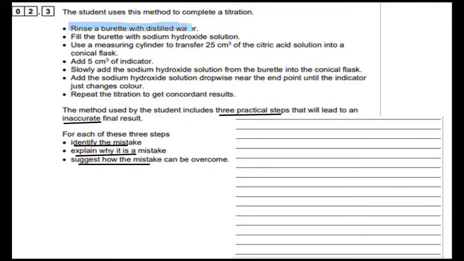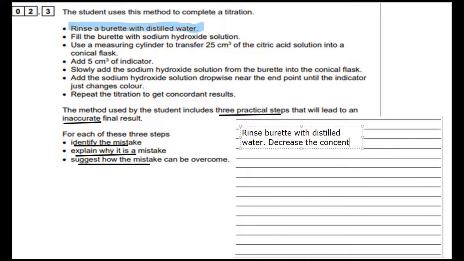So rinse the burette with distilled water. There's a problem. What's the problem with rinsing a burette with distilled water? So this is a mistake. We're identifying it, and the identification of the mistake is rinse burette with distilled water. Now, why is that a problem? That's going to decrease the concentration of the alkali. The alkali in question here is sodium hydroxide solution. And this is probably going to be our known concentration. You don't want to decrease the concentration of that. It's going to mess all your calculations up. So what is the solution to this? How can it be overcome?